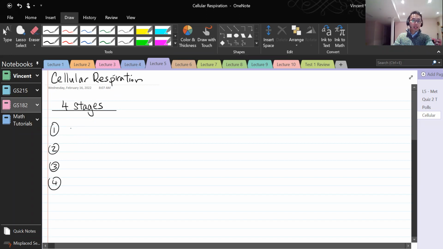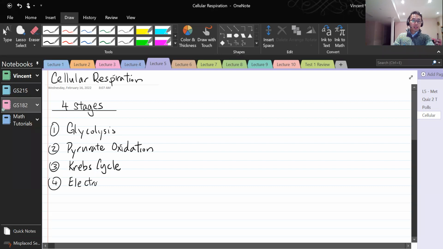We have glycolysis. The next one is the pyruvate oxidation, followed by the Krebs cycle. And finally, we have the electron transport chain, or the ETC.